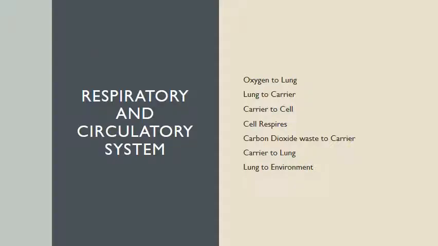So broadly, what goes on is air comes in, goes from the atmosphere to your lungs. From your lungs, it goes to a carrier, and that carrier in this case is blood. The carrier pulls the oxygen to the cells. The cells undergo respiration. The high levels of carbon dioxide in the cells are going to be transferred to the carrier. The carrier goes back to the lung, and the lung exhales to the environment.